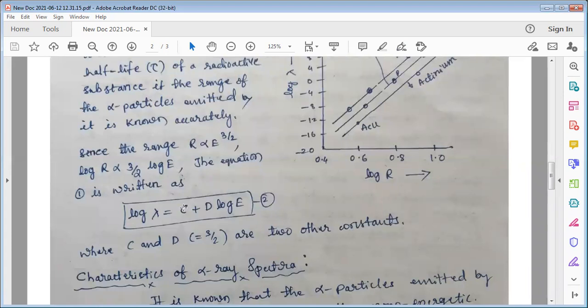So equation 1 can be written as, that means in equation 1 this log R is there, that can be replaced with this log E. So equation 1 becomes log lambda is equal to C plus D log E. Obviously this D is equal to 3 by 2 because of this, and C is another constant. So this is another form of the Geiger-Nuttall law in terms of energy.